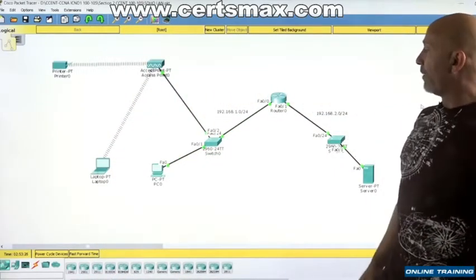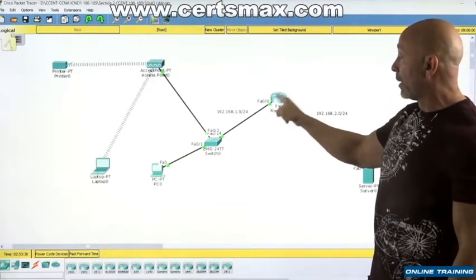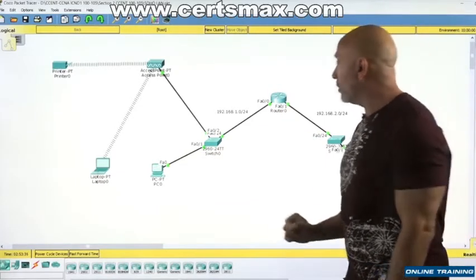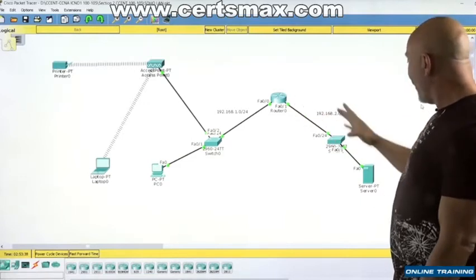All right, so what do we have here? We have the 192.168.1.0. It has plugged into that particular port. That's one network, okay? One network. And then we have the 192.168.2.0. That's another network.